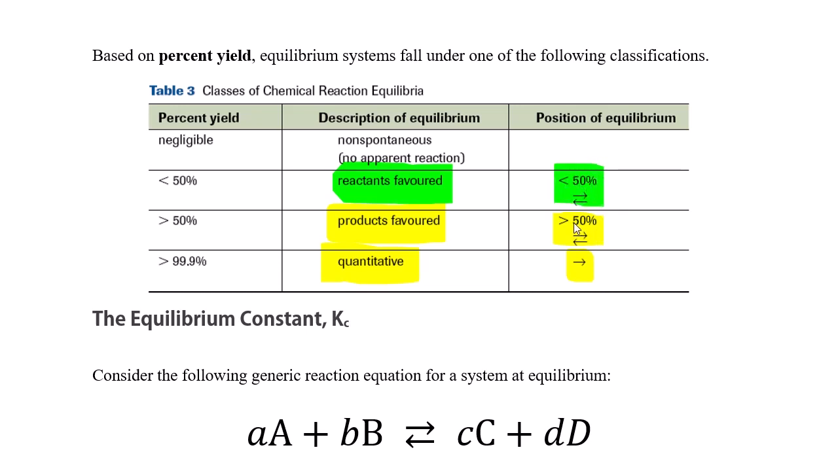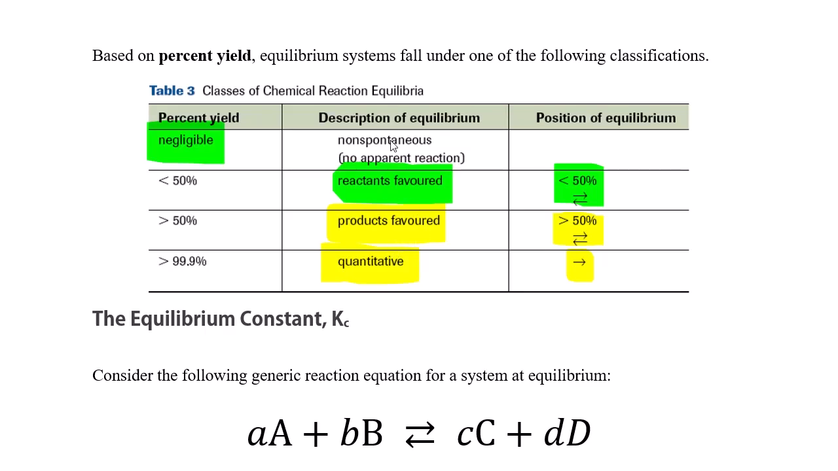And finally, if a reaction doesn't go to any appreciable degree, it's an insignificant amount of reaction that happens, then we could say that the percent yield is negligible. It is a potential reaction that could take place, but under the current conditions, it's not able to happen. And so then the reaction is non-spontaneous. There's no apparent reaction. So we can use these terms: products favored, reactants favored, or quantitative. These are the main three that we'll use.